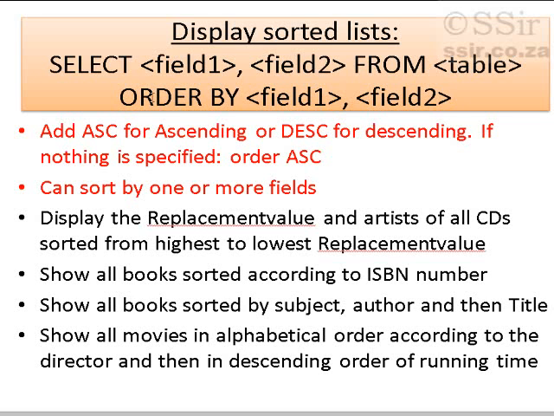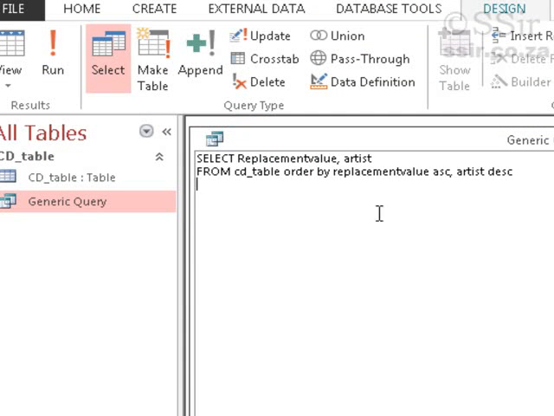That's the command that sorts our query or our result by one field or two fields or any number of fields, and you have the option of deciding whether these fields must be sorted or ordered ascending or descending by putting this ASC after the field name. So here's a first example. Select these two fields, replacement value and artist, from CD table, and order by replacement value ascending but artist descending.